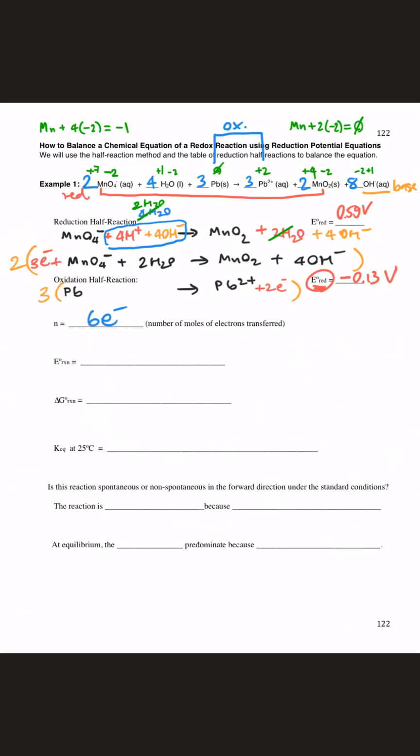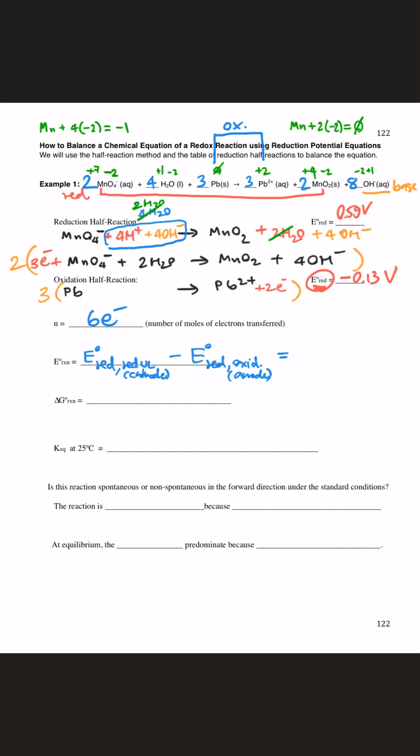So to calculate the standard reaction potential, we are going to use the standard reduction potential that belongs to the reduction half reaction, or the cathode, minus the standard reduction potential that belongs to the oxidation half reaction, or the anode.